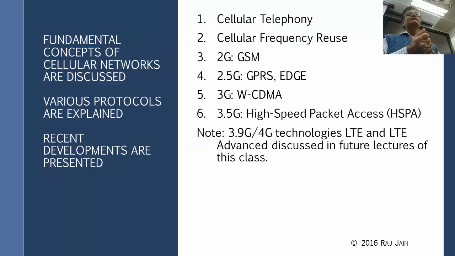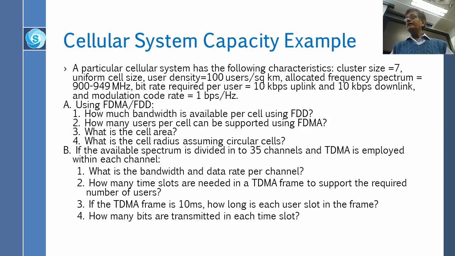So now we do some math on this. Let's see. We have a cellular system. It has a cluster size of 7. So if you divide the area into hex cells, remember the cluster size 7, repeat 7, 7, 7, 7 everywhere. That's the cluster size. User density is 100 users per square kilometer.